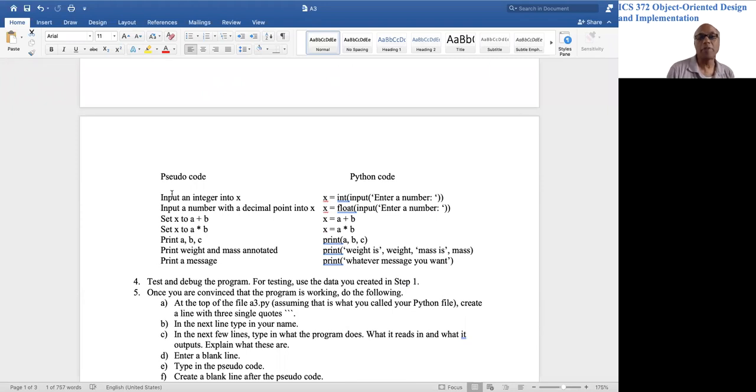Spend some time on understanding the problem and then creating the pseudocode. It is a habit you should cultivate, and it is fairly straightforward to translate pseudocode to Python code.